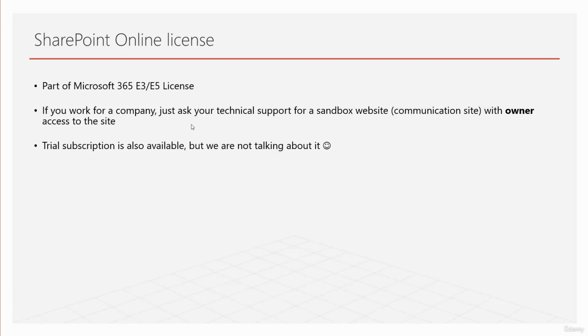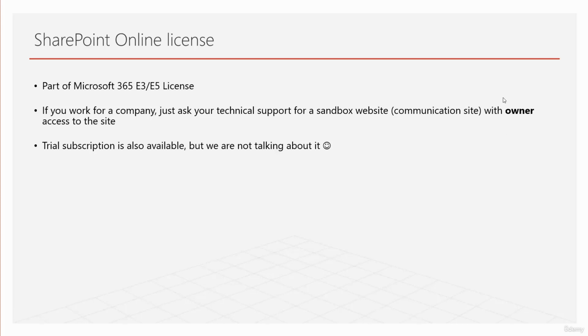Perfect. If you work with a company and you're not the admin of that license, you just need to send a request to your technical support team and ask them for a sandbox website on SharePoint. It can be either a communication site or a team site. Regardless, both ways work. Most probably the technical support team is more comfortable giving you the communication site, considering the less impact on their environment when they create a communication site. Whichever they agree, it's fine.